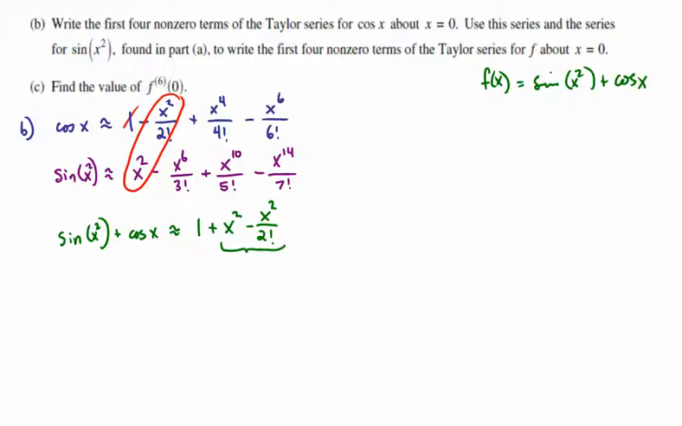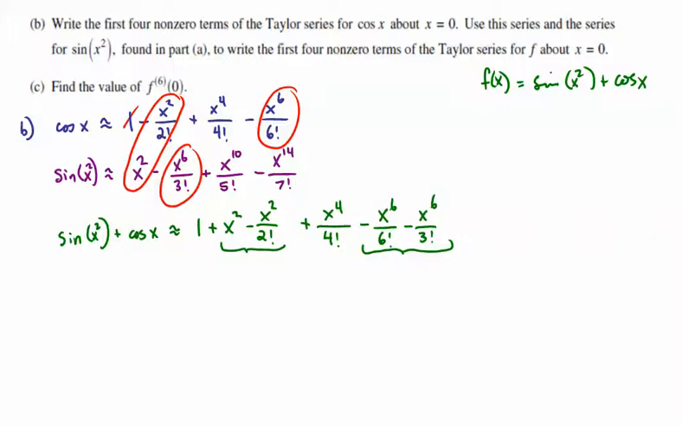Then for the third term, we simply have 1 x to the fourth, which would be x to the fourth over 4 factorial. But for the fourth term, again, we have an x to the sixth: a negative x to the sixth over 6 factorial, and a negative x to the sixth over 3 factorial. And once again, together, these will comprise the fourth term. So remember that just because you have individual terms there, as long as they're like terms, we have to combine them together to make a single term out of them.